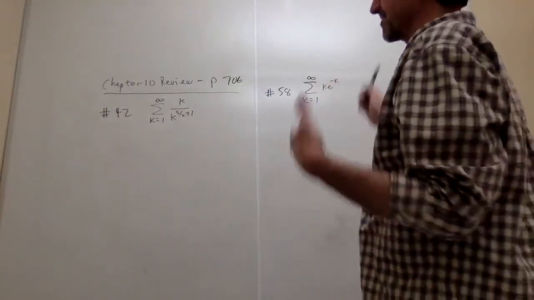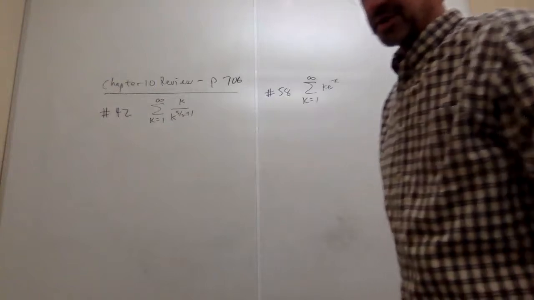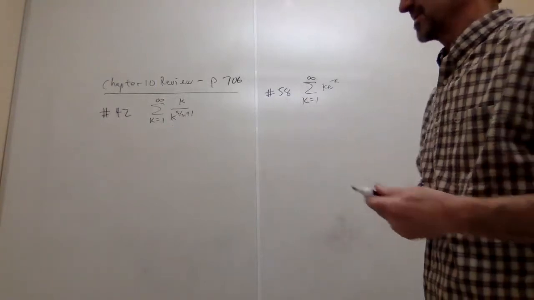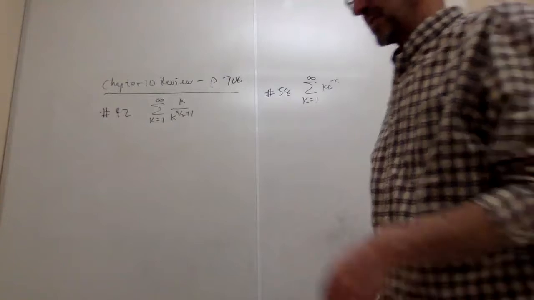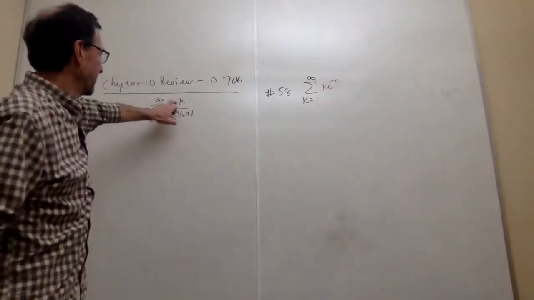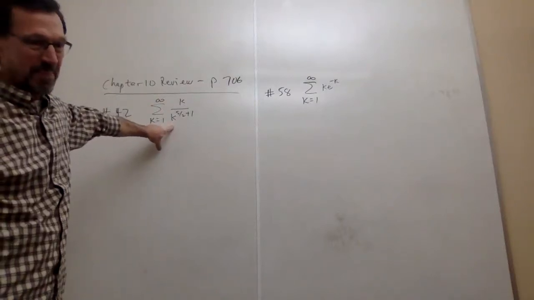All right, welcome back. As I said before, these are chosen out of the Chapter 10 review problems, which you can find on page 706. And I chose the very first one, number 42. The sum from 1 to infinity of k over k to the 5/2 plus 1.